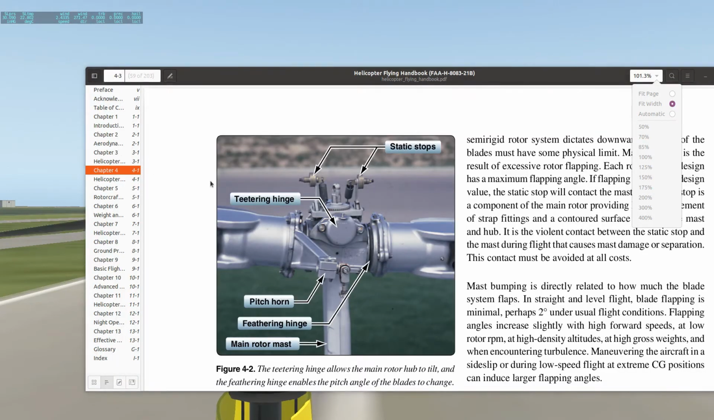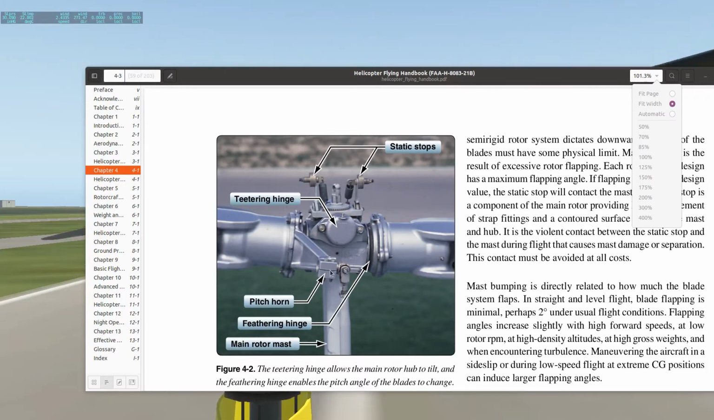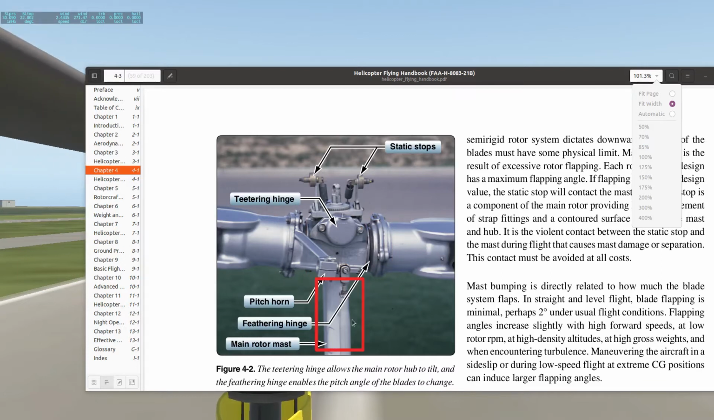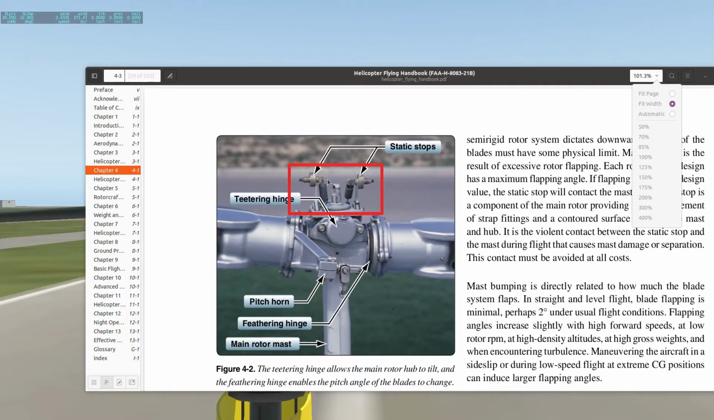Okay, I also wanted to include this from the Helicopter Flying Handbook. They have a little picture. And here in this system, you can see the teetering hinge. You have the pitch horn that is used to change the pitch of the rotor blades. We have the feathering hinge, which allows the pitch of the blades to be changed. Here's your main rotor mast. And notice that we have these static stops.